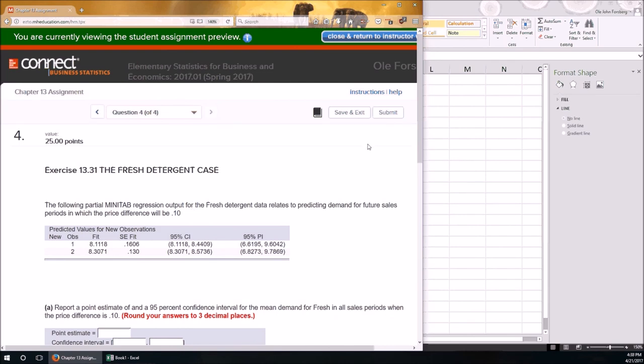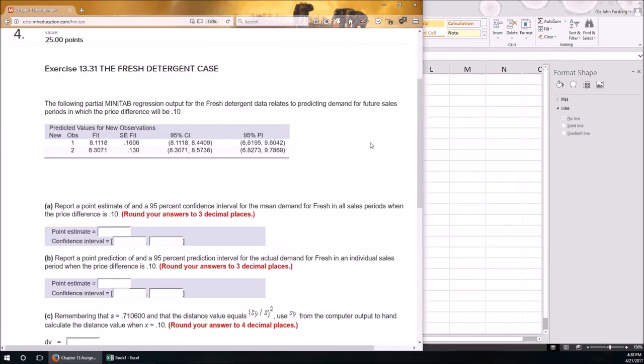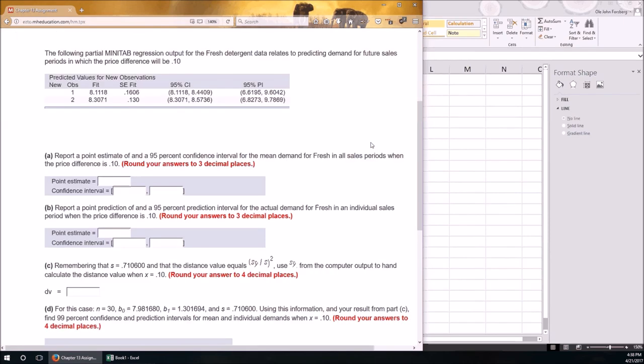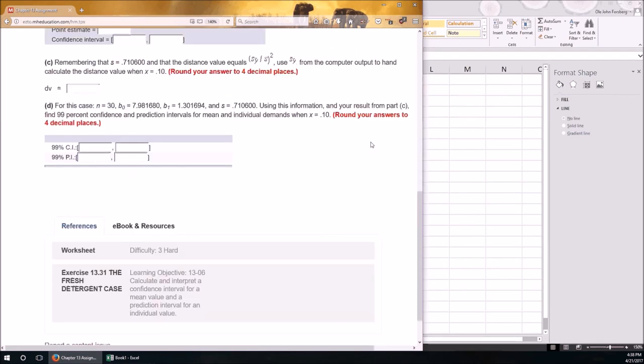Hopefully this was helpful for problems 1, 2, and 3 at least. Nice little overview of problem 4. Should get you through A and B with no problems. C and D, you know where to look.